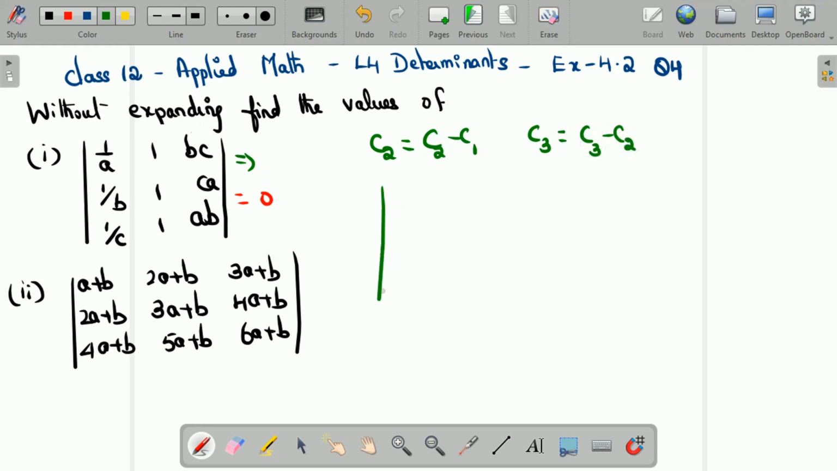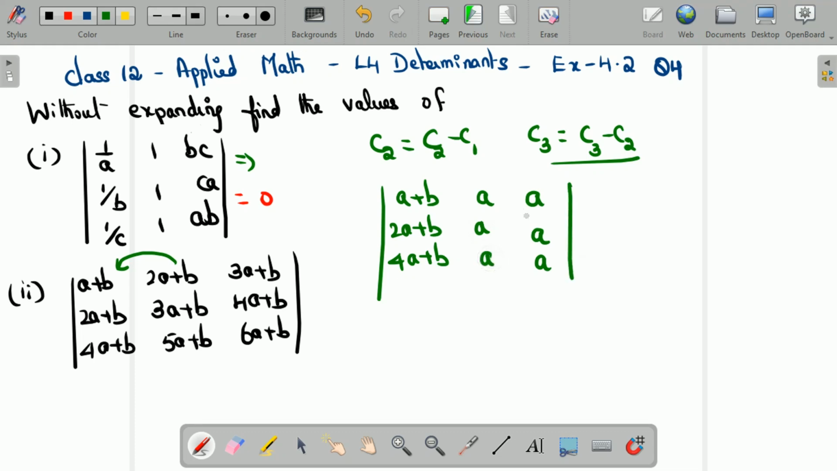So first let's make up this first transformation. So A plus B, 2A plus B, 4A plus B. So now I can first do this transformation. So C3 minus C2 means 3A plus B minus 2A plus B. So this is going to be A and another A. Whereas C2 minus C1 means this column minus this column. So you get to have another A and A.